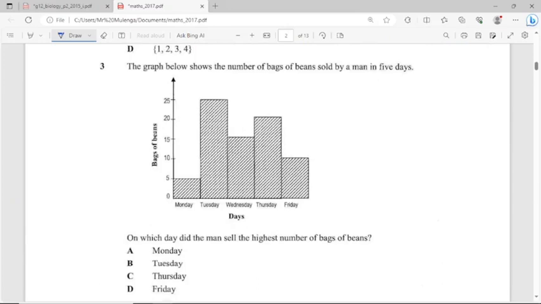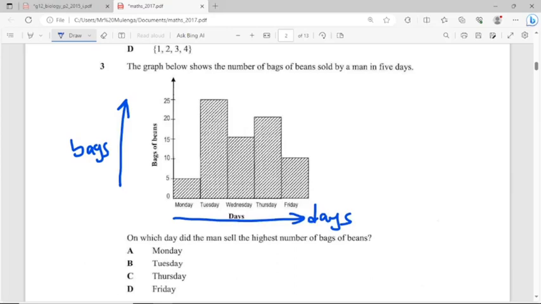We come to question 3. The graph shows the number of bags of beans sold by a man in 5 days. Okay, so here you have a graph. So this graph is showing the number of bags of beans sold on different days by a certain man. In the y-axis you have number of bags. Then down here we've got days. Okay, so the question is, on which day did the man sell the highest number of bags of beans?